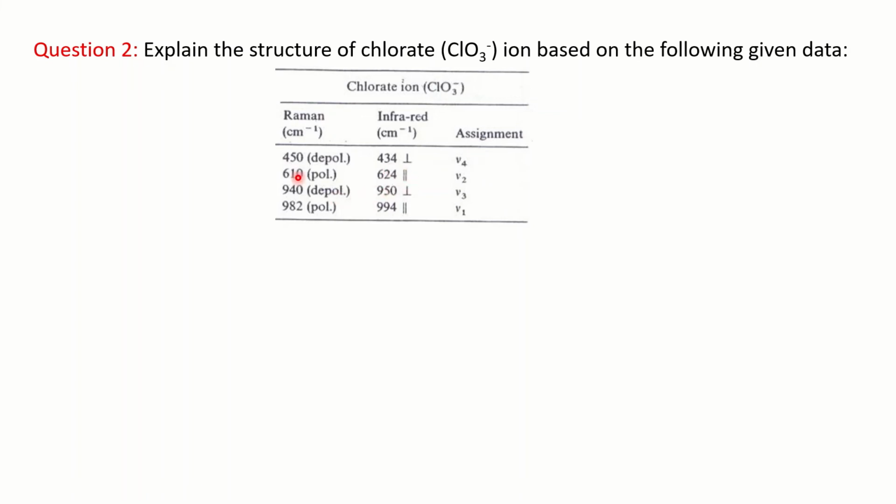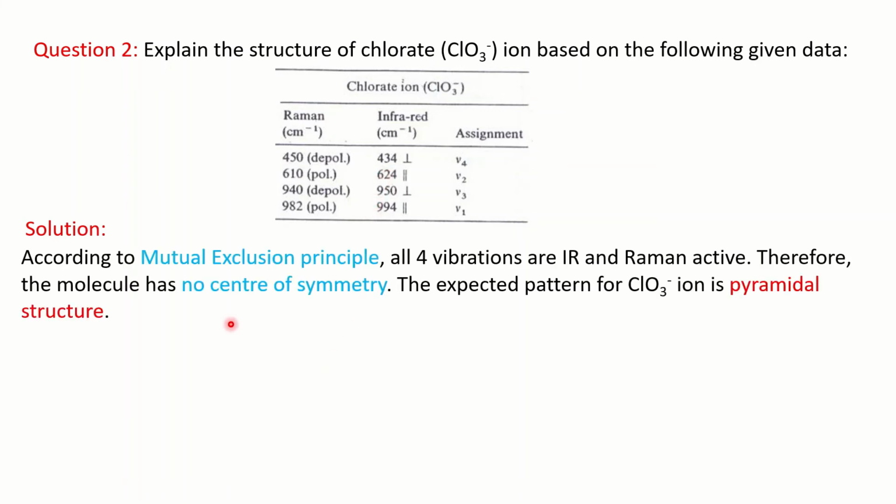So first of all, you can notice that all the vibrations are Raman as well as IR active. What does it mean? That the molecule has no center of symmetry as per the mutual exclusion principle. So if it has no center of symmetry, you can assume the molecule has a pyramidal structure. Okay, so no center of symmetry is present, therefore you can say it is pyramidal in structure. All vibrations should be Raman as well as IR active to have a pyramidal structure. So you can draw the structure of chlorate, which is pyramidal, because they were asking you the structure only.